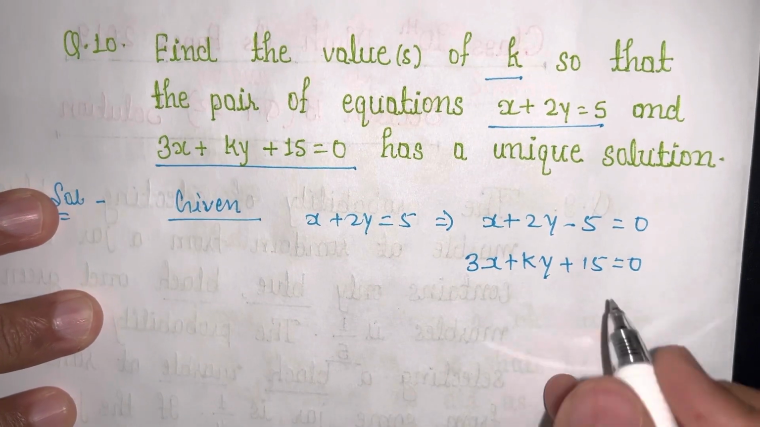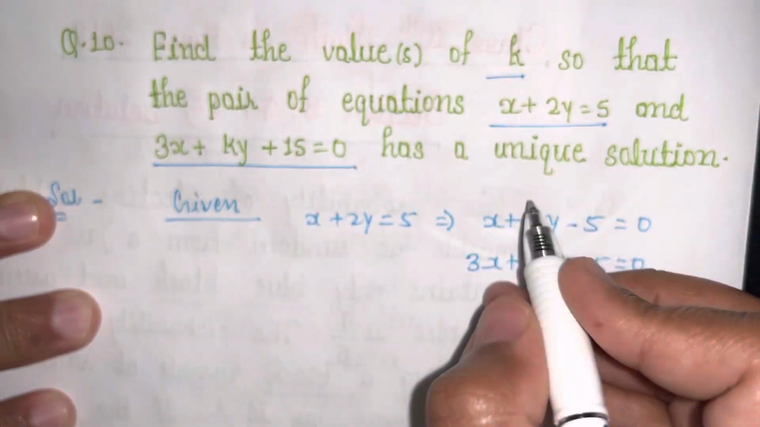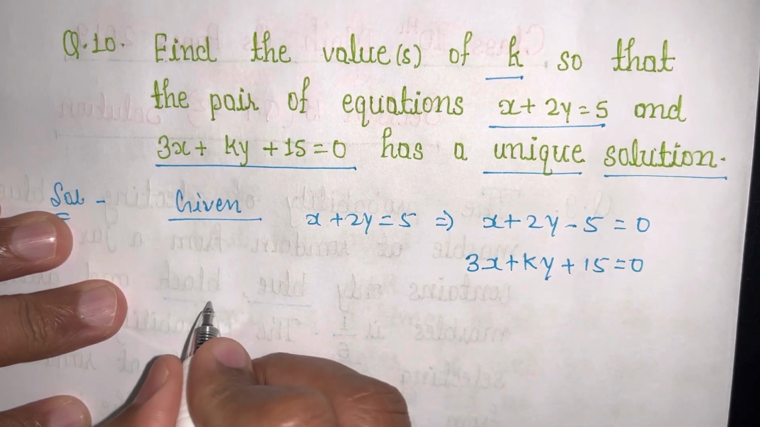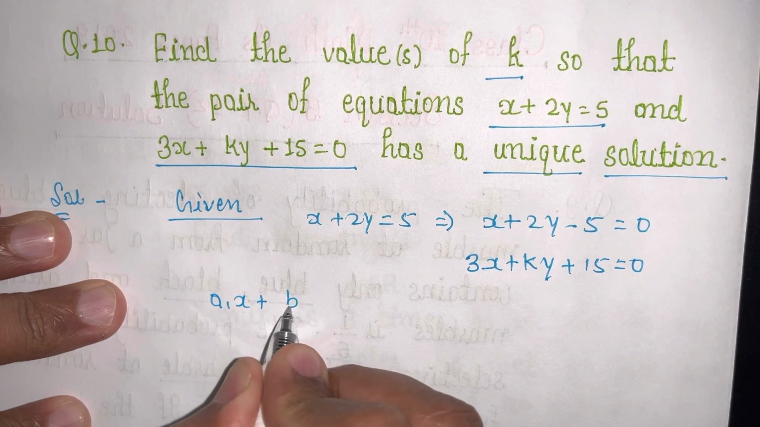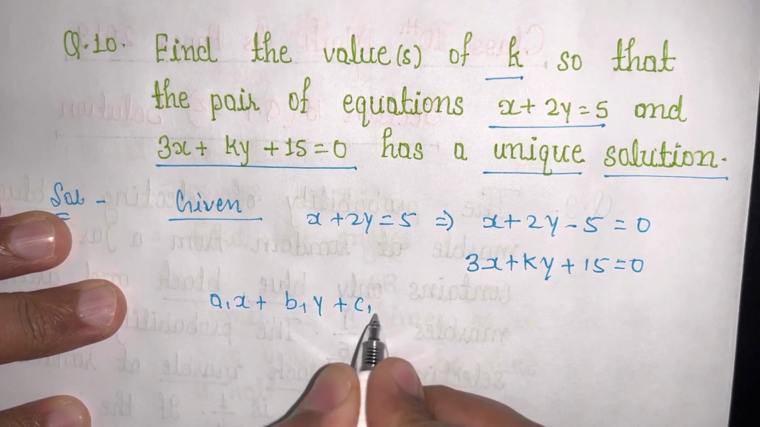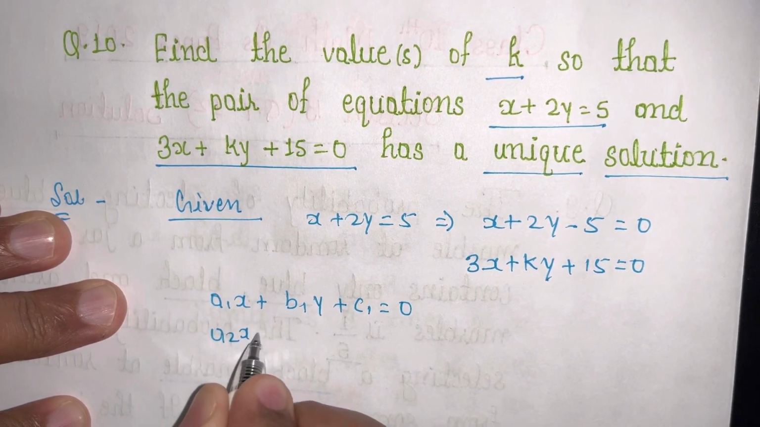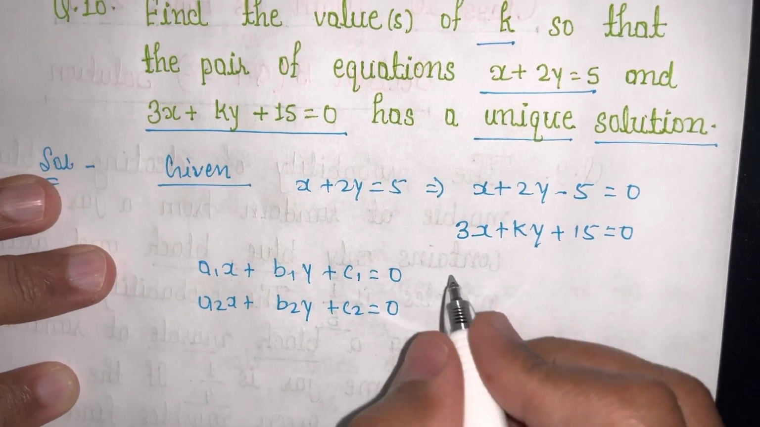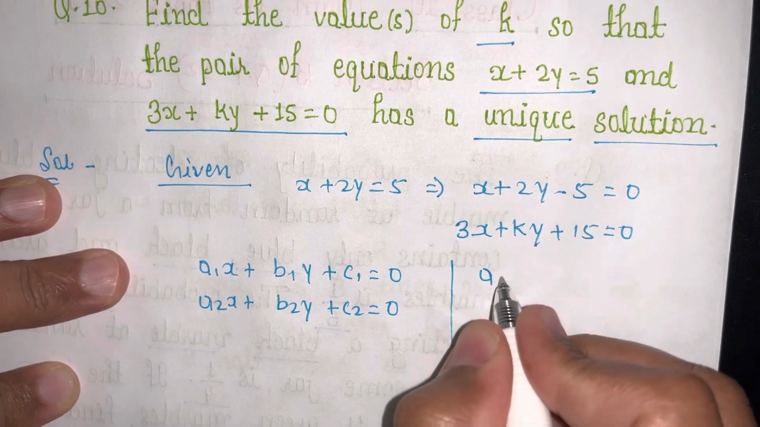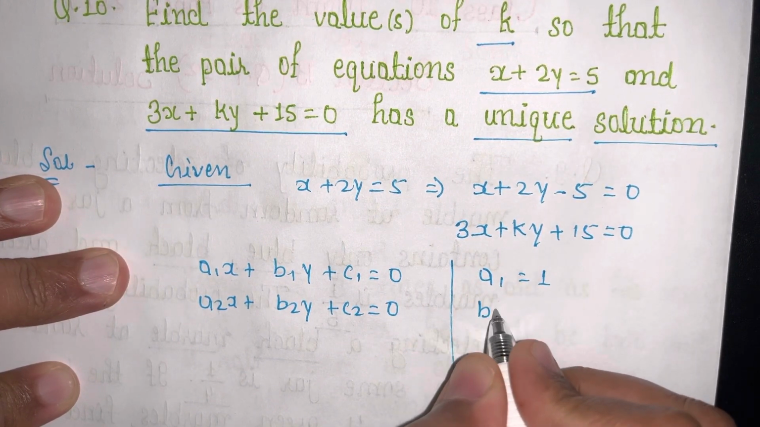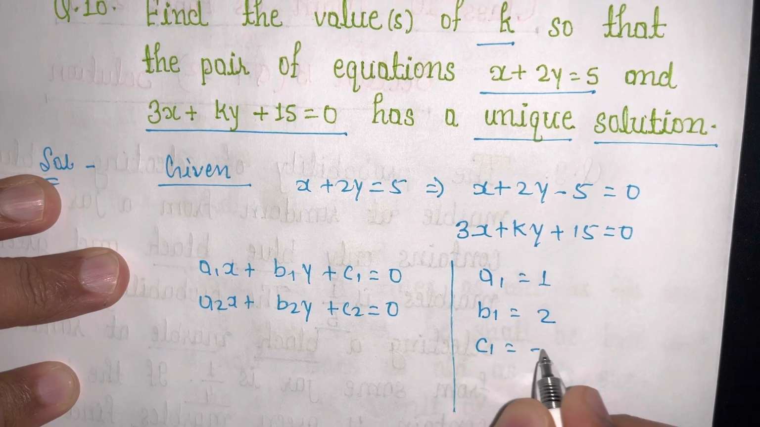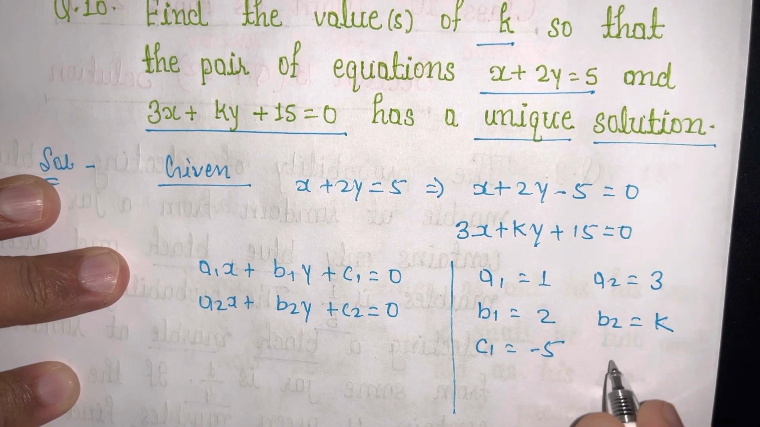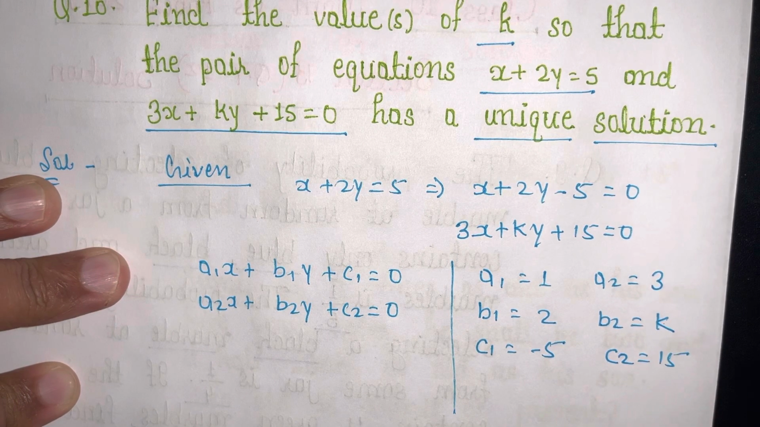If you see this, it is asking to find the values of k for a unique solution, right? So these equations are in the form a1x plus b1y plus c1 equal to 0, a2x plus b2y plus c2 equal to 0. So from these two equations you can find that a1 equal to 1, b1 equal to 2, c1 equal to minus 5, a2 equal to 3, b2 equal to k, and c2 equal to 15.